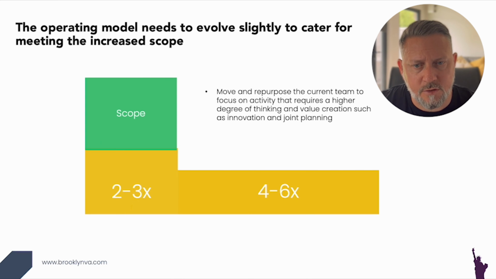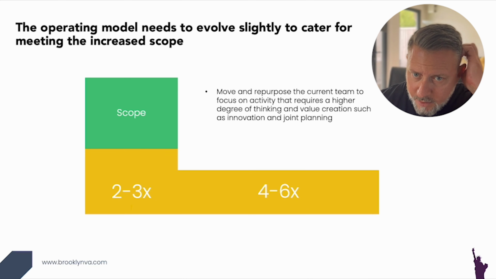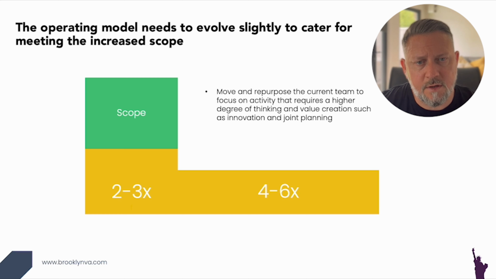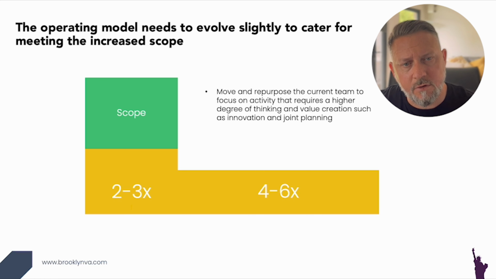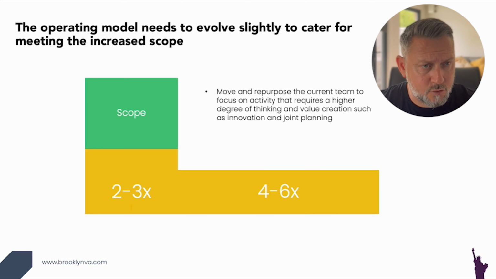Ultimately you have to change your approach. You have to repurpose the current scope to think more around high level activity. So focus on activity that requires a higher degree of thinking and a higher degree of engagement with your suppliers to talk about value creation, such as innovation and joint planning that have to be done on a case-by-case basis. But then you ask what happened to the bottom of that, which is the lower thinking activity.